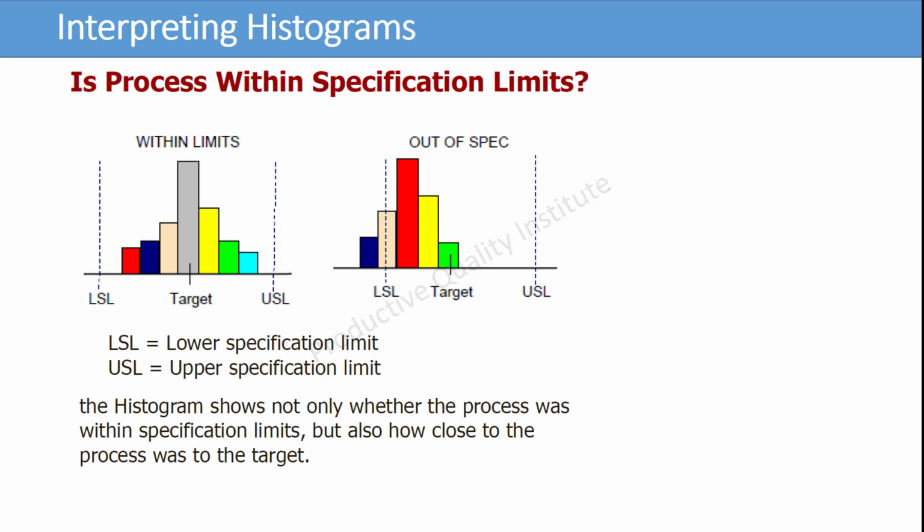Is the process within the specification limits? We have two specification limits, the upper specification limit and the lower specification limit. The histogram shows not only whether the process was within the specification limits, but also how close to the target.